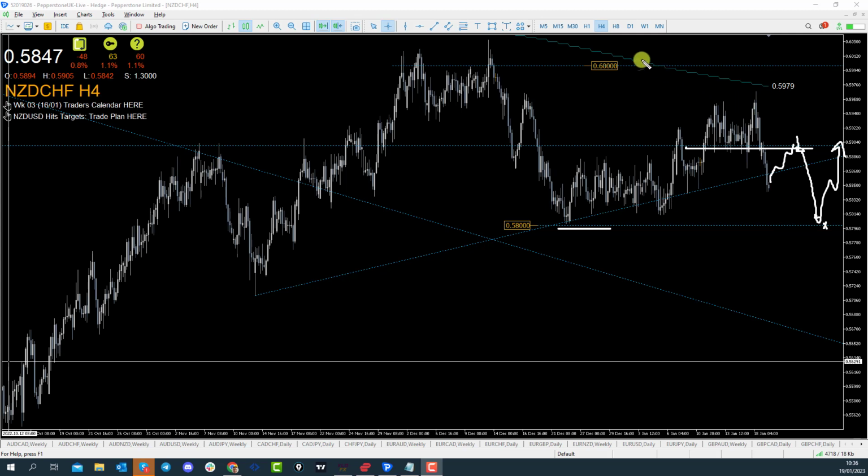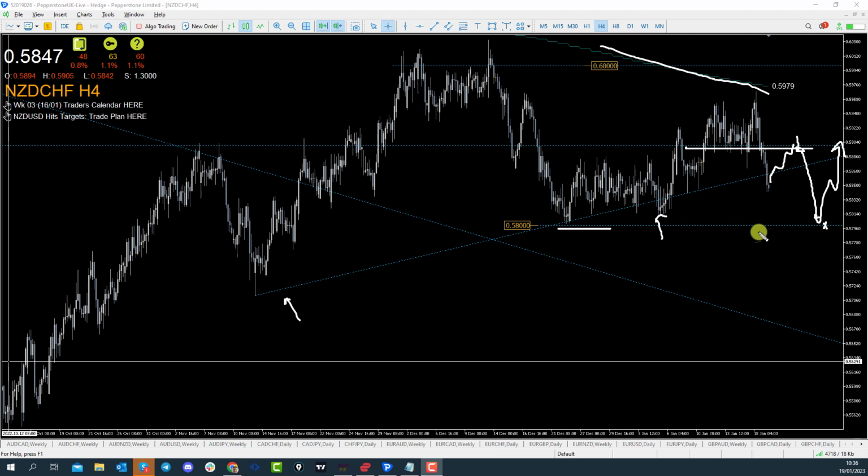But the thing is, we've got multiple confluences telling us that we're going to the downside here. We've got the tables telling us that the Swiss franc is stronger than the New Zealand dollar. We're trading below the 200 daily moving average. We've broken through trend line support through here, and we also changed trend by breaking through key lows there.